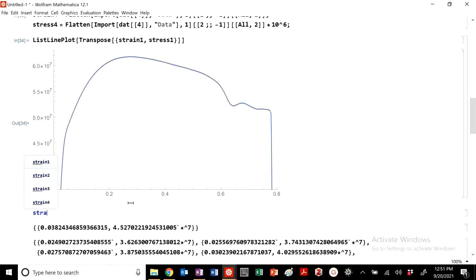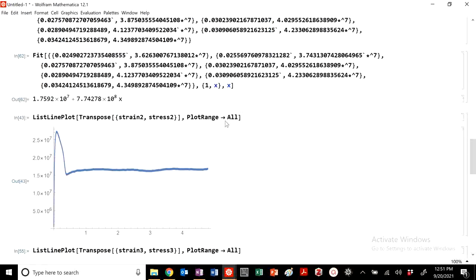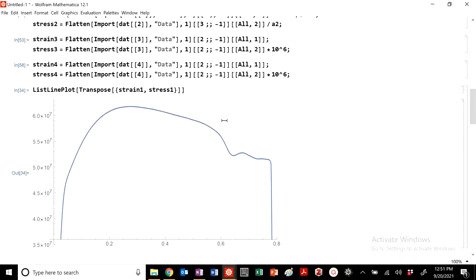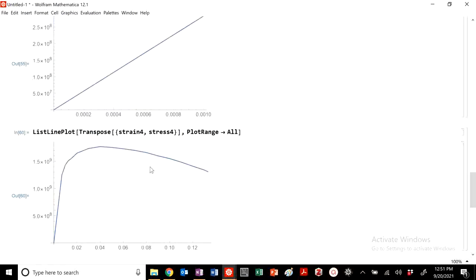What is my, I could look at stress 1, actually do max stress 1. So that would be my ultimate tensile stress. My failure stress would be right over here, as you can see on my cursor. And yeah, those are essentially some of the values that you're looking at here. This is a little bit of a funky stress strain curve, but anyways, that's the data that we're working with.